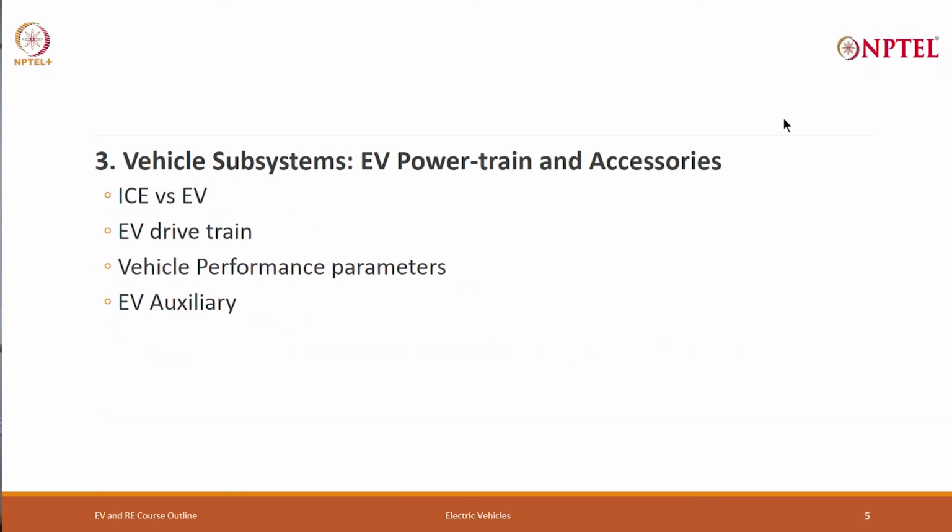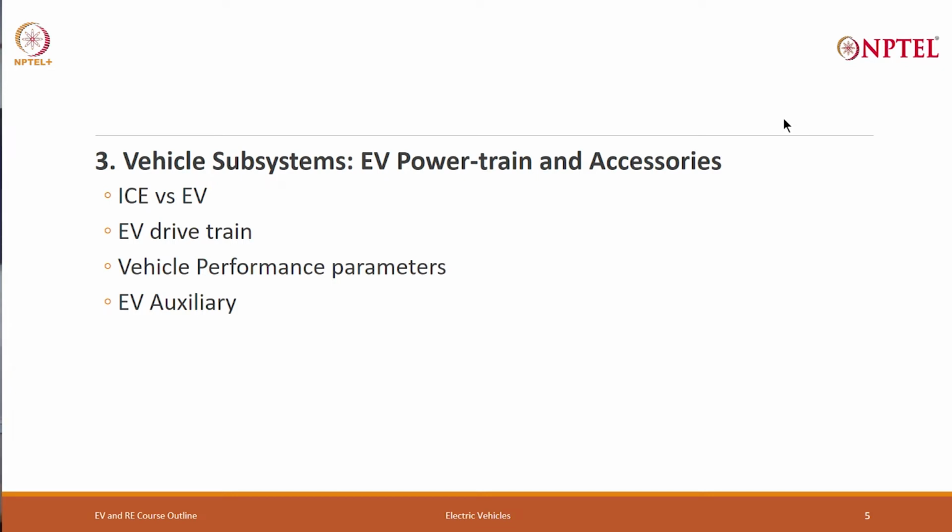The third chapter in this course is going to be on vehicle subsystems, EV powertrain and accessories. What all was there in an ICE vehicle, a petrol vehicle, internal combustion engine vehicle, and what is there in electric vehicles? What goes out, what goes in, how do you replace one thing by another, and it will of course bring us, starting from a petrol drivetrain or ICE drivetrain, to the electric drivetrain.